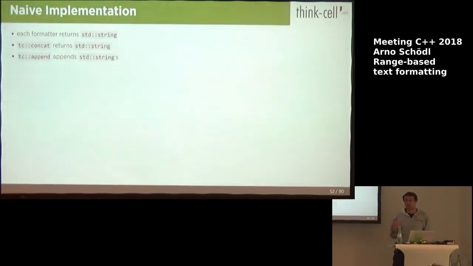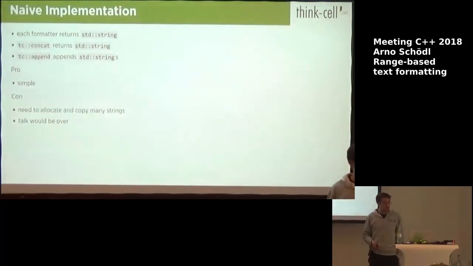And if we just implement this naively, then each of these formatters, like a sdec, would simply return a string. And then the concat returns a string after concatenating all the strings, and the append just appends strings. And then everything would be very simple. But again, it would be slow because we would need to allocate all these strings and copy them around, and that's what we didn't want to do. And also the talk would be over. So since we still have a little bit of time, let's talk about how we implement this thing efficiently.